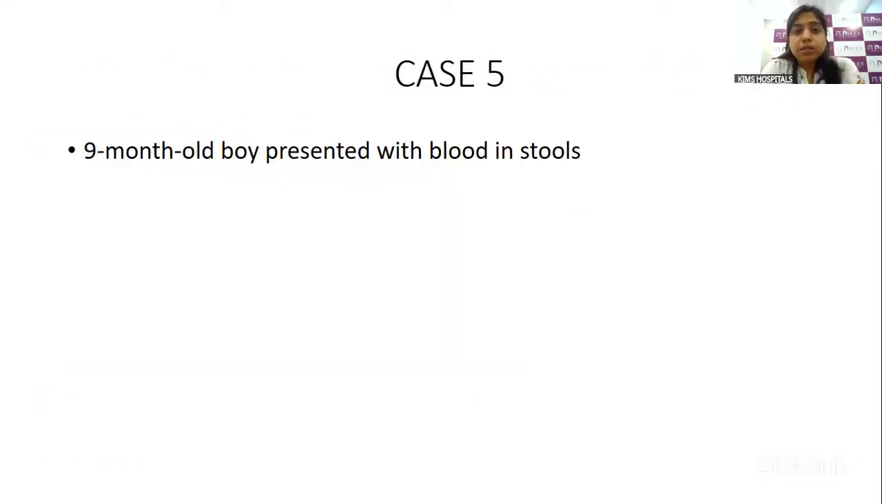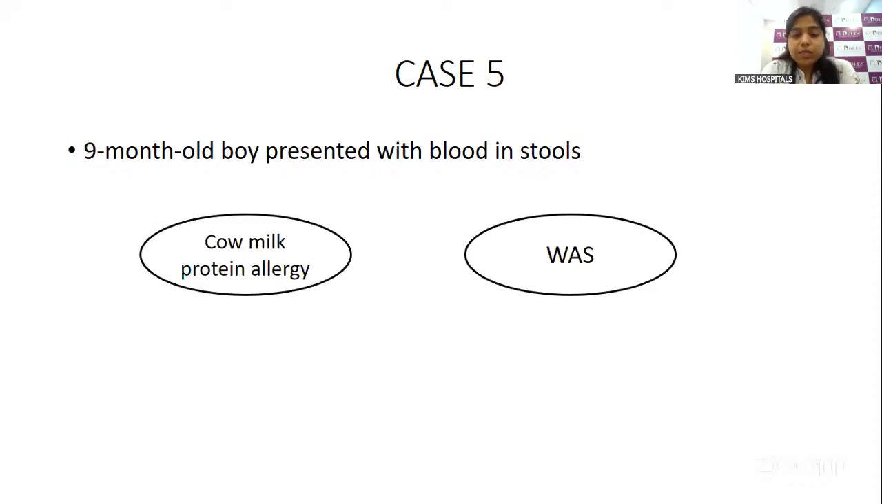Coming to the next case, this is a 9-month-old boy who presented with blood in stools. When a 9-month-old is being weaned and they start introducing cow milk, our general thought is that this is a cow milk protein allergy. But if it is a boy and the child has blood in stools, it's better to do a CBC to rule out WAS. In the CBC, we'll look for thrombocytopenia and mean platelet volume. That gives a little idea before even going for invasive investigations.